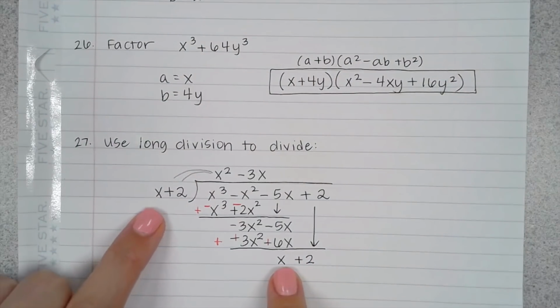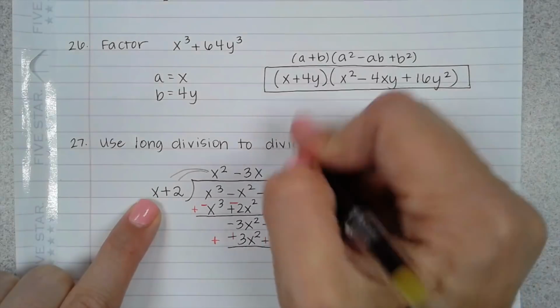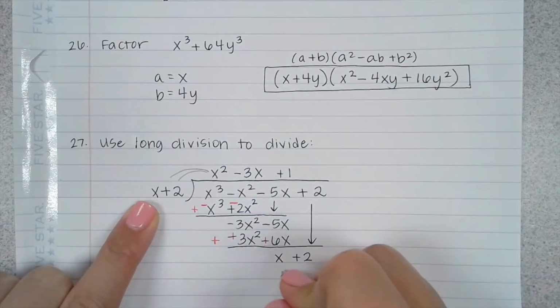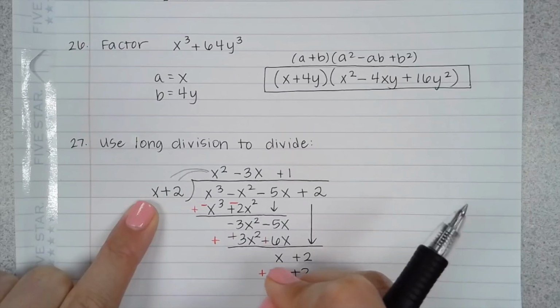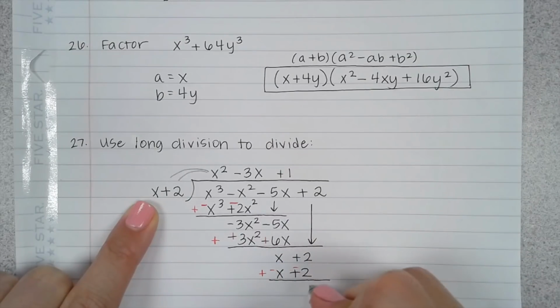And then what do you times an x by to turn it into an x? That'd be 1. I do my distributive property. So 1 times x is x, 1 times 2 is 2. And then subtraction is the same thing as adding the opposite. And so I finish with 0.